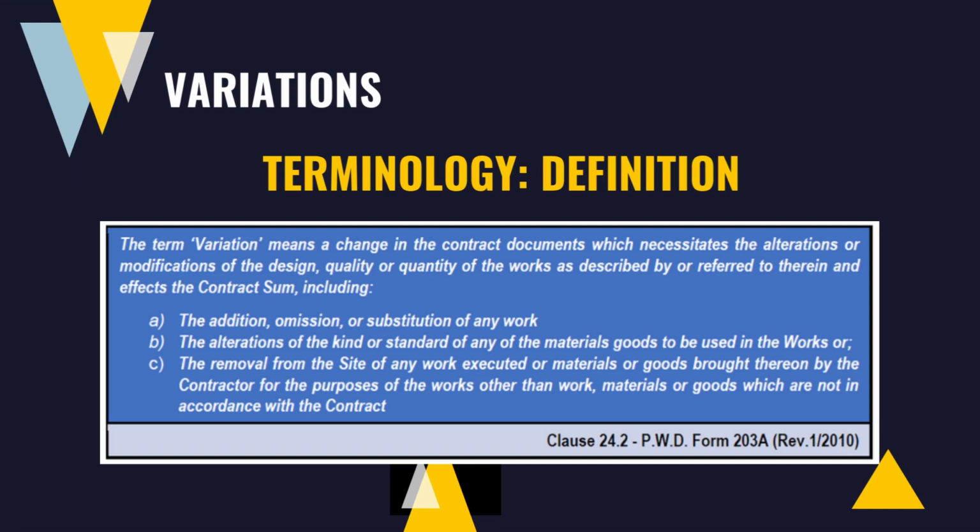documents which necessitates the alterations or modifications of the design, quality or quantity of the works as described by, or referred to therein and affects the contract sum, including: a. The addition, omission, or substitution of any work. b. The alterations of the kind or standard of any of the materials or goods to be used in the works, or c. The removal from the site of any work executed or materials or goods brought thereon by the contractor for the purposes of the works, other than work, materials or goods which are not in accordance with the contract.